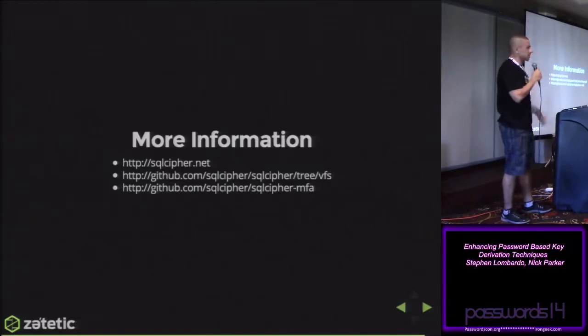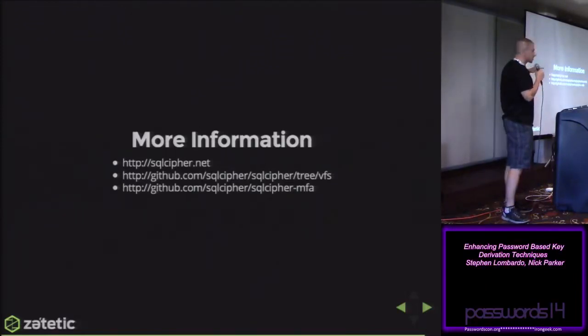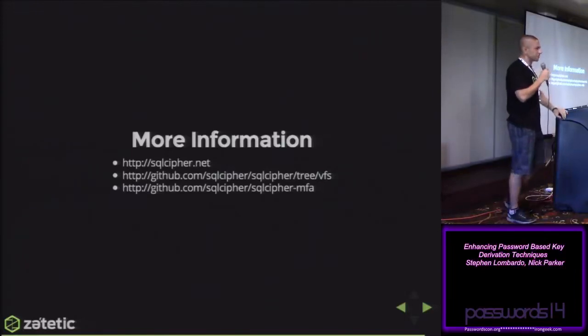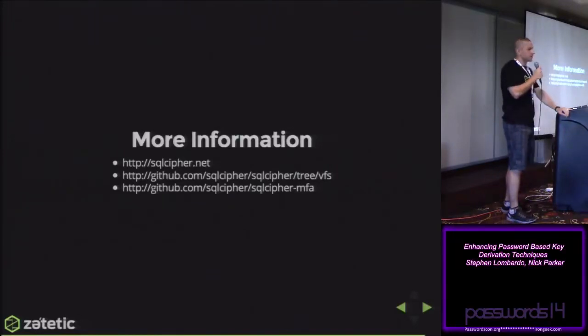As Nick mentioned right at the beginning, SQL Cipher is an open source project. So you can go to GitHub and check it out. All of this work related to the adaptive key derivation is on a branch there called VFS. That's related to the virtual file system that we had to implement to store the adaptive key derivations. And some of the rough sample code that we use to do the multi-factor encryption is available out there as well under the SQL Cipher MFA repo.